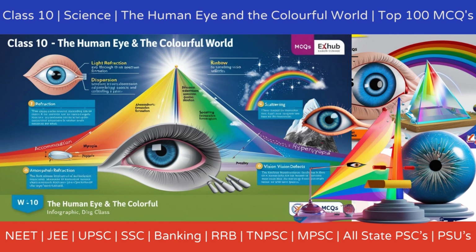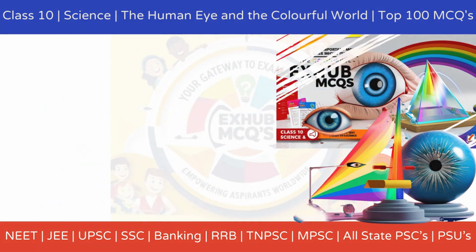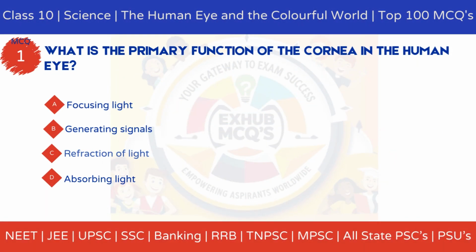100 MCQs for better understanding and exam success. Eye 1. What is the primary function of the cornea in the human eye? Option A, focusing light. Option B, generating signals. Option C, refraction of light. Option D, absorbing light.